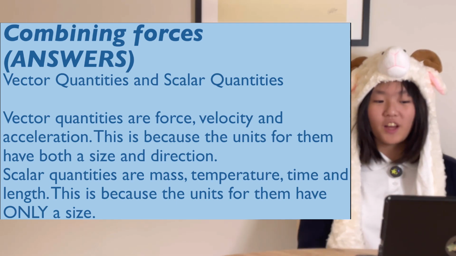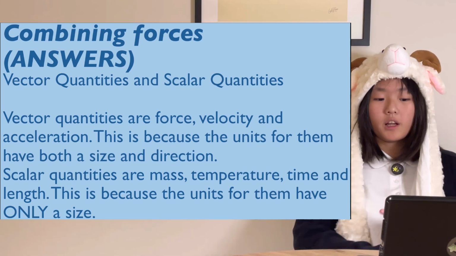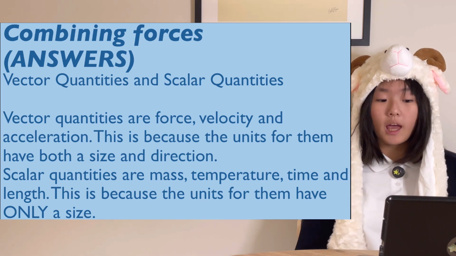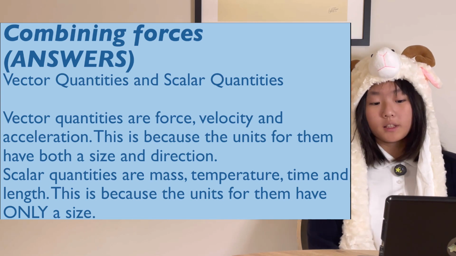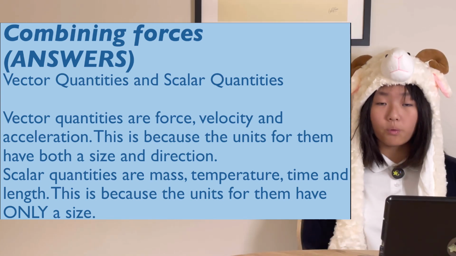The answers are vector quantities and scalar quantities. Vector quantities are force, velocity, and acceleration. This is because the units for them have both a size and a direction. Scalar quantities are mass, temperature, time, and length. This is because the units for them have only a size.